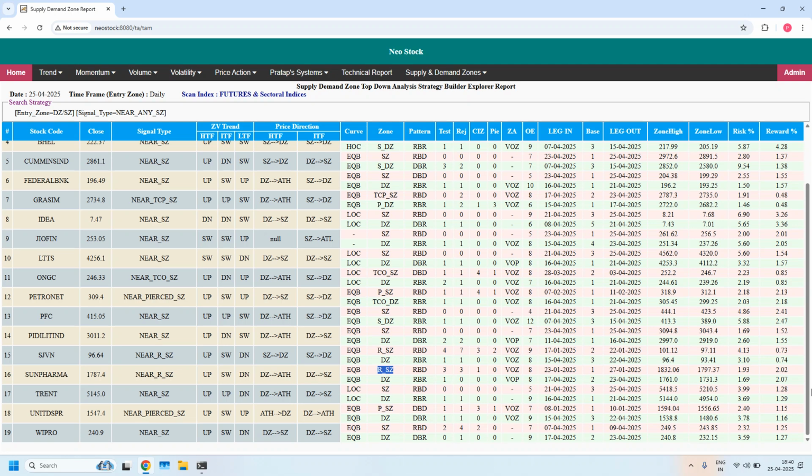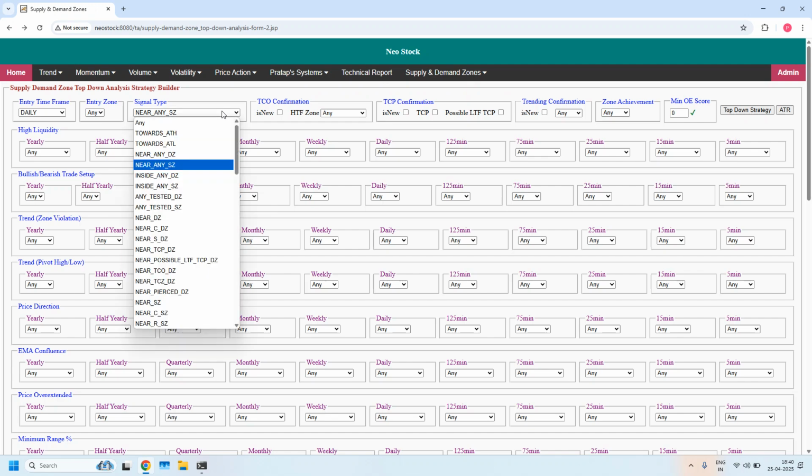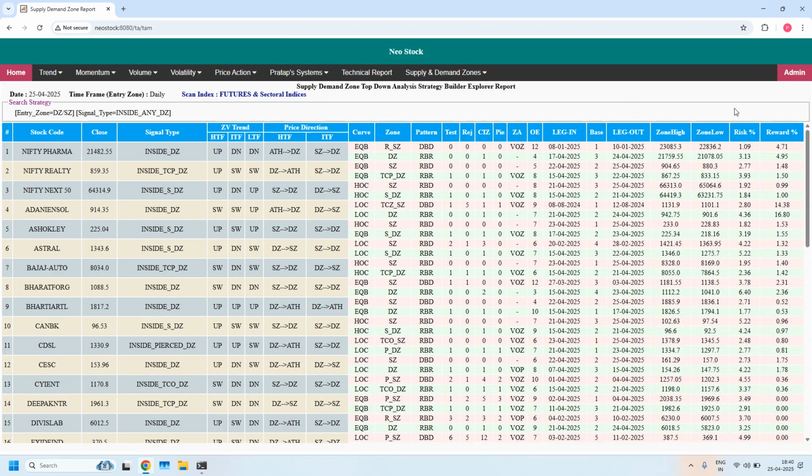Okay, next. Price closed inside the daily demand zone. First 15 stocks in the list. Scrolling the list down.